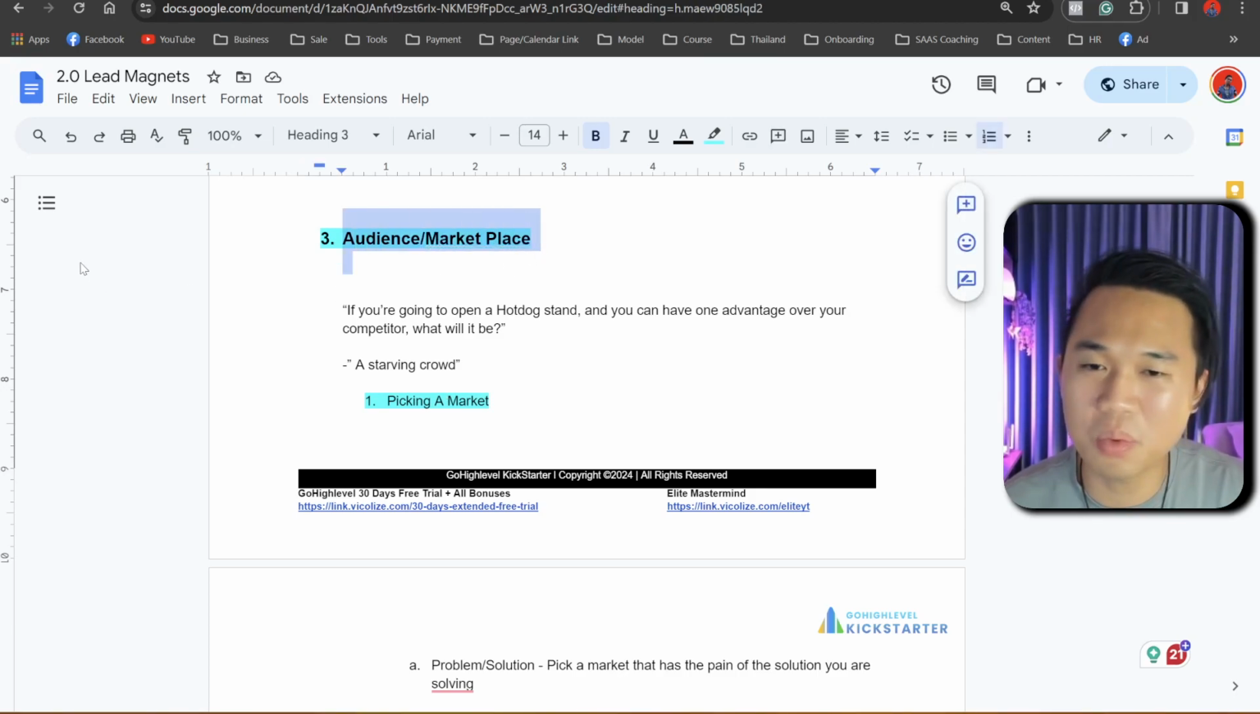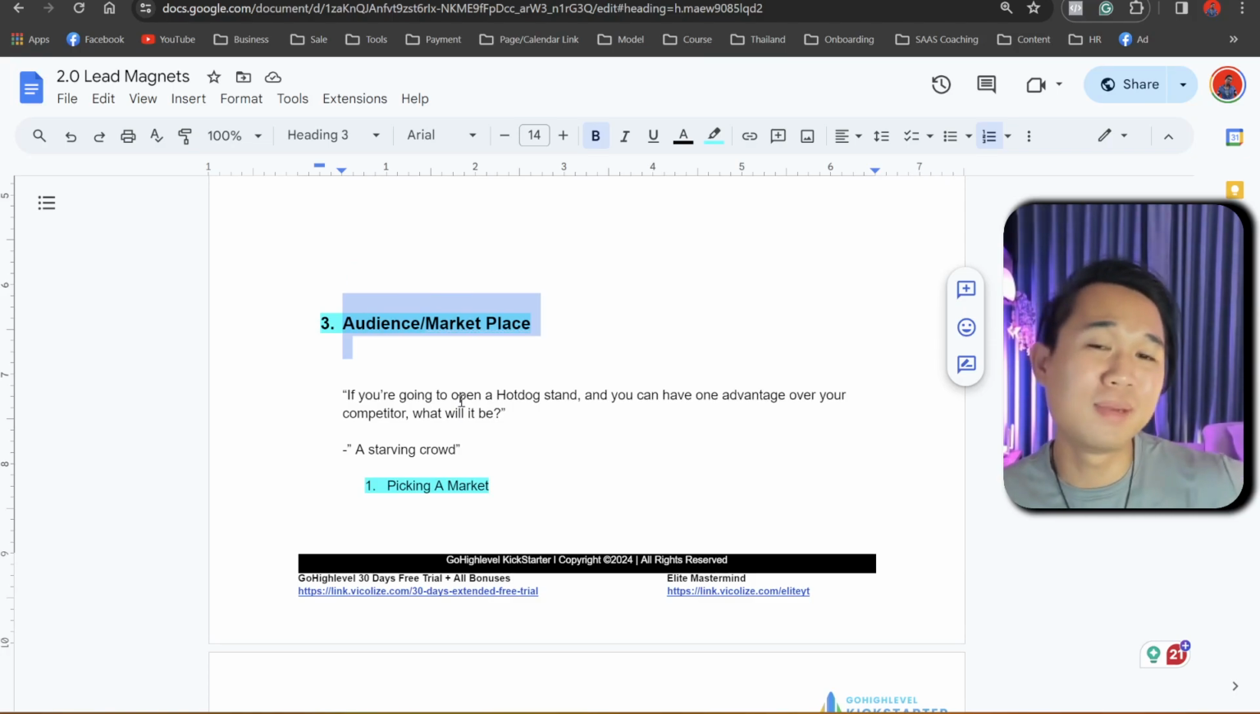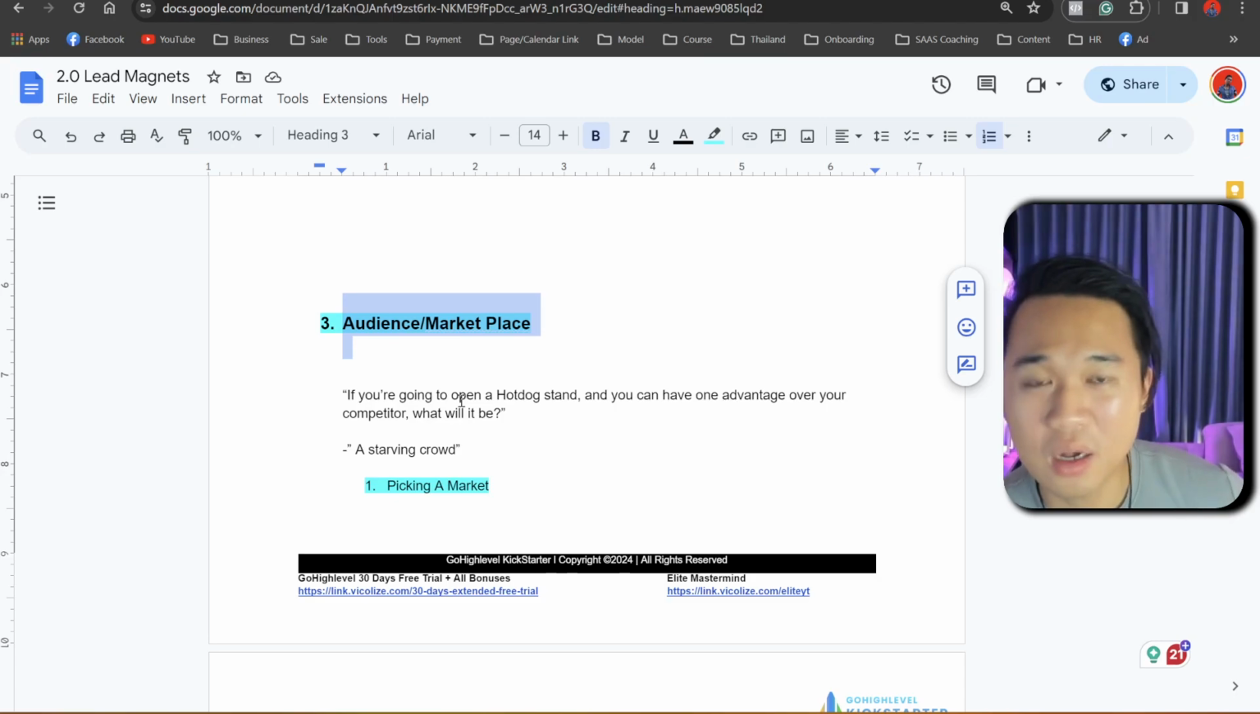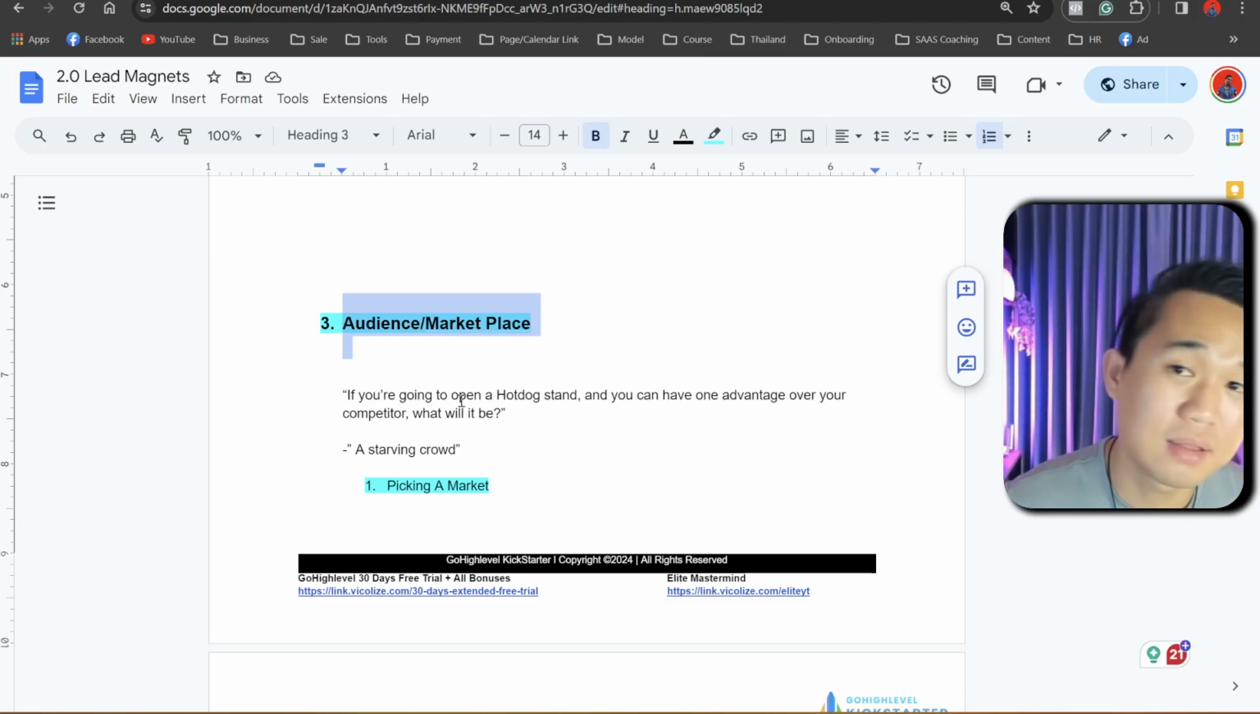Number 3, next point, we're going to talk about audience and marketplace. Now that you understand the types of lead magnets out there, you need to understand the audience, and you need to pick an audience so that you can make a lead magnet that caters to that audience.